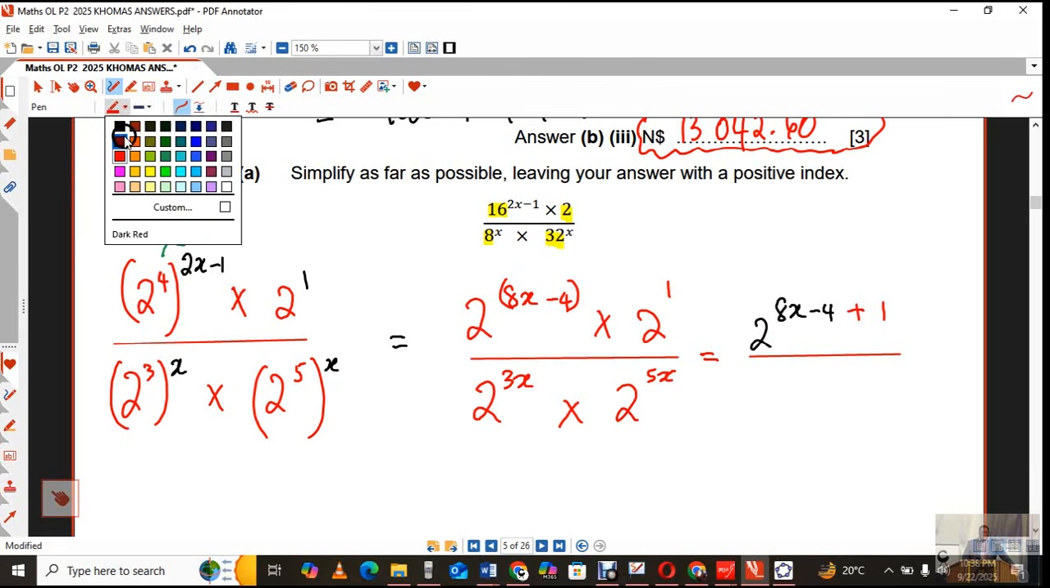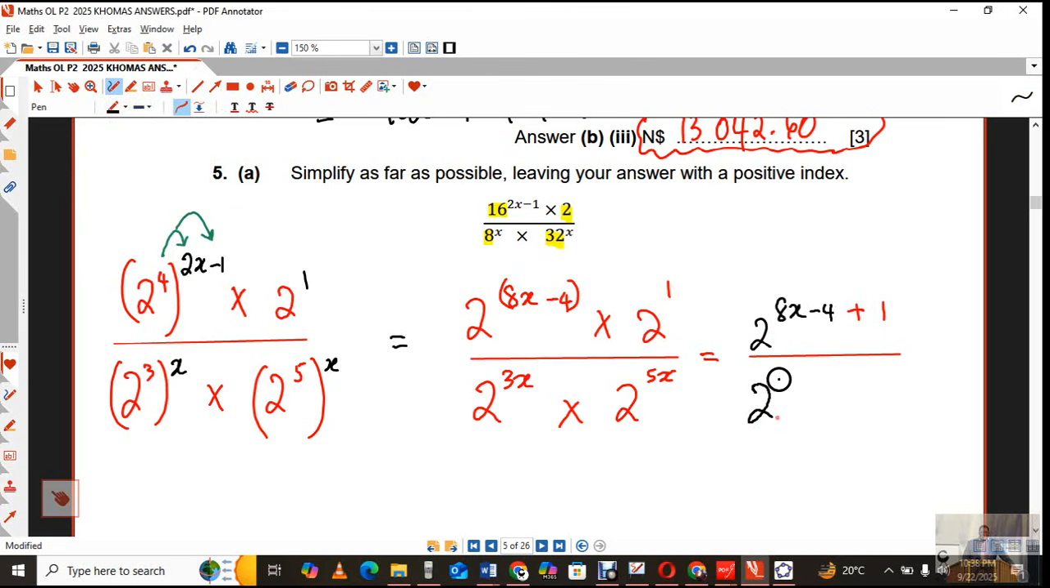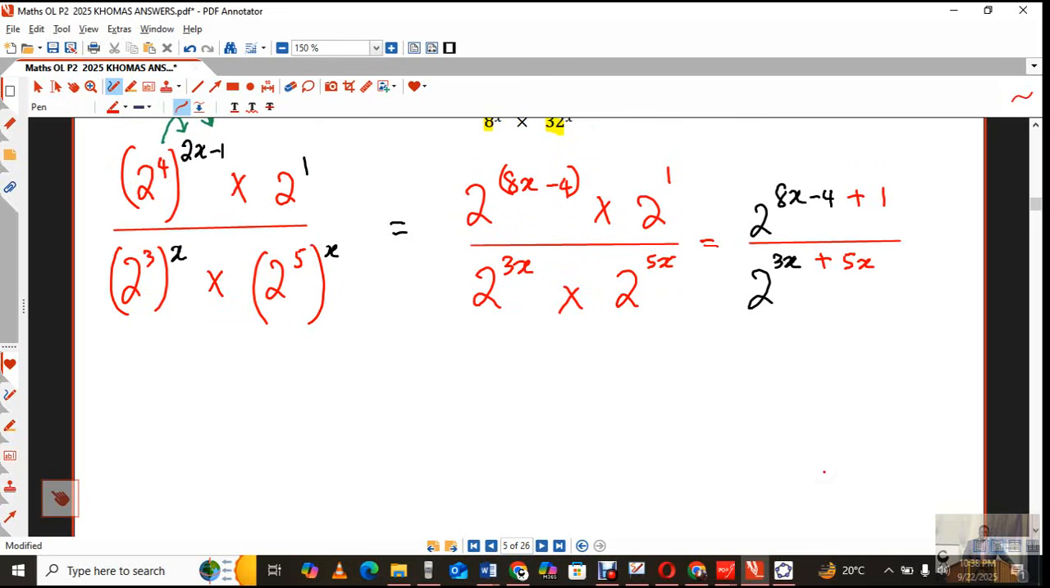Okay? And at the denominator, you have got 2 raised to the power of 3x, and you're going to do nothing but add the 5x. That is what you do when you divide, or when you multiply and the bases are the same. So let's just clean up what we have so far there. We have got 2, the numerator, raised to the power of 8x minus 3. Okay, that all goes over 2 raised to the power of 8x.